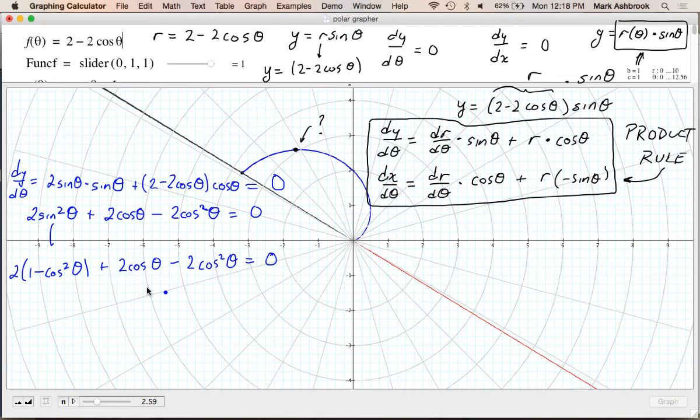So it looks like in the end I ended up with negative 4 cosine squared theta plus 2 cosine theta plus 2. This is pushing symbols, just arithmetic. Pretty easy so far. Let's divide by negative 2. Since it's equal to 0, I can do that, and I get 2 cosine squared theta minus cosine theta minus 1.